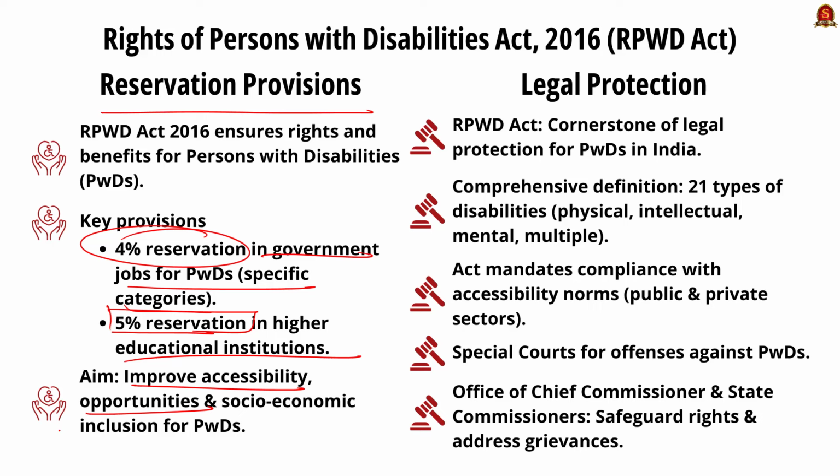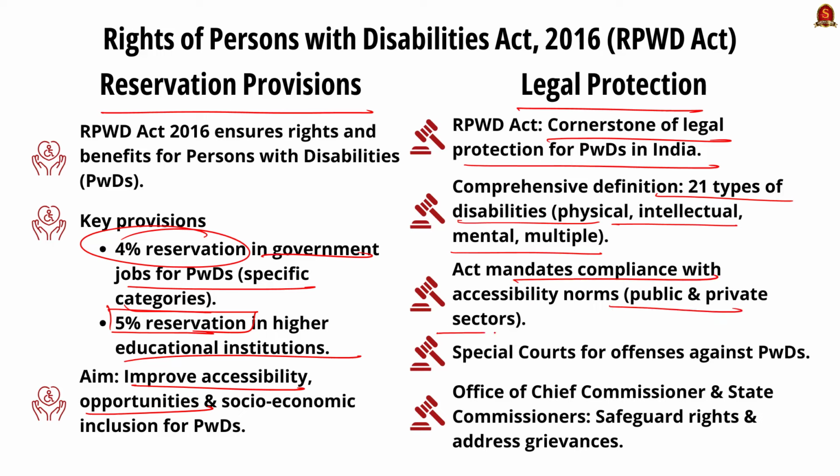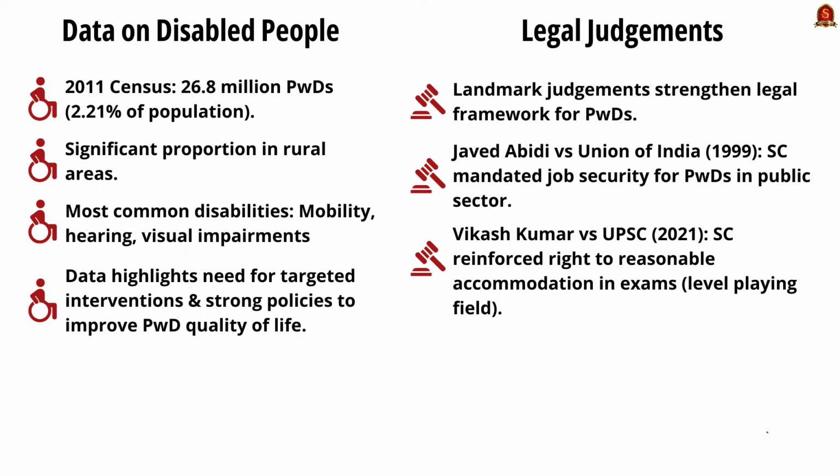Moving further, let us see the legal protections. The Act is the cornerstone of legal protection for persons with disabilities in India. It defines disability comprehensively, covering 21 types of disabilities including physical, intellectual, mental, and multiple disabilities. The Act mandates that both public and private sectors must comply with the accessibility norms, and provides for the creation of special courts for the trial of offences against persons with disabilities. It also establishes the office of the Chief Commissioner of Persons with Disabilities and State Commissioners, tasked with safeguarding the rights and addressing grievances.